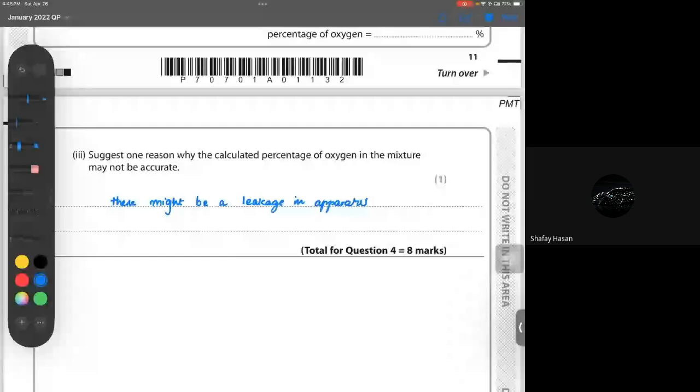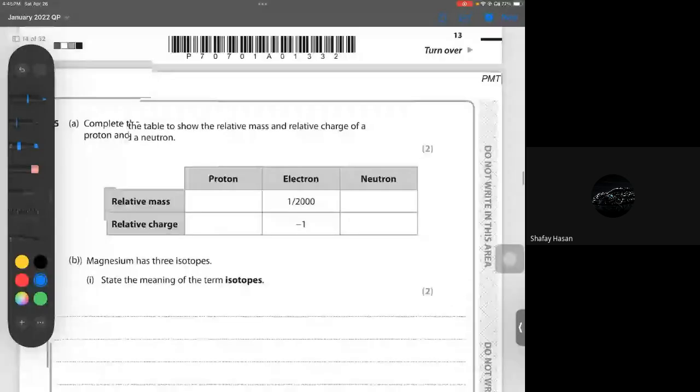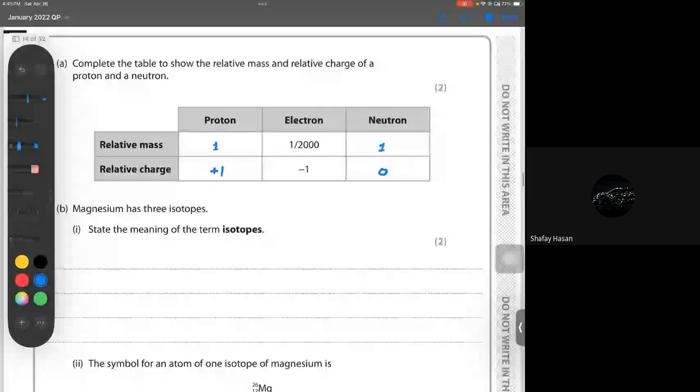Then they are saying complete the table. The relative mass of proton is 1. Relative charge is +1. And it's 0. It's very easy.